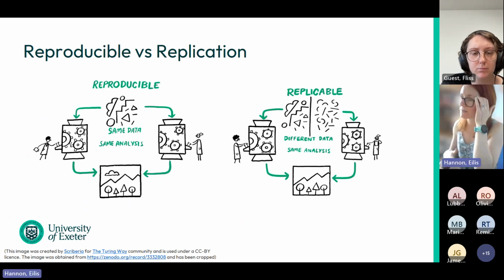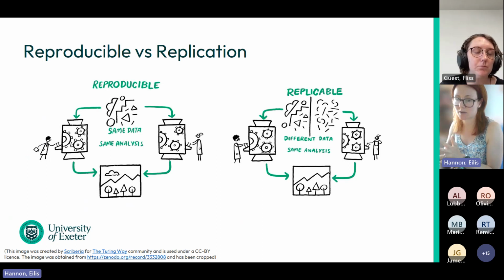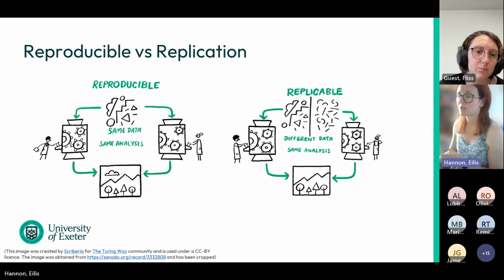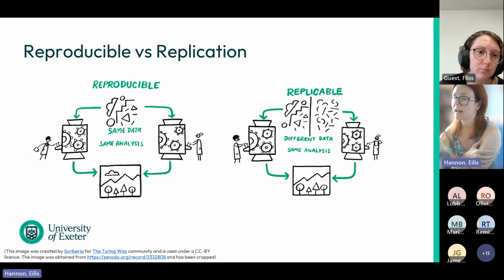I want to acknowledge that there is some variation in the field as to the precise definition of these two words, but this is how I'm going to refer to them today. And replicability is particularly important if you're talking about a project where you are developing a new methodology that you want to share. And what I'm going to do in the rest of my talk is showcase situations where the needs of making the code open were slightly different, and how we went about doing that.